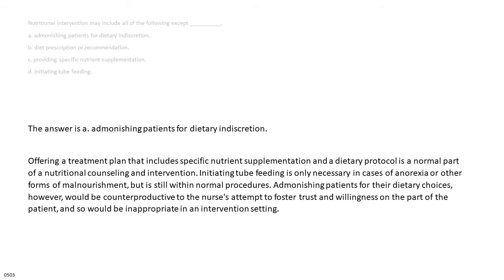The answer is A. Admonishing patients for dietary indiscretion. Offering a treatment plan that includes specific nutrient supplementation and a dietary protocol is a normal part of nutritional counseling and intervention. Initiating tube feeding is only necessary in cases of anorexia or other forms of malnourishment, but is still within normal procedures. Admonishing patients for their dietary choices, however, would be counterproductive to the nurse's attempt to foster trust and willingness on the part of the patient, and so would be inappropriate in an intervention setting.